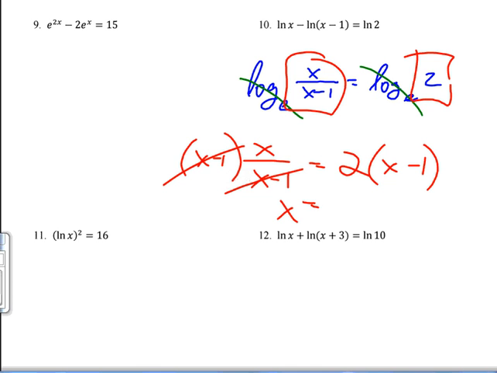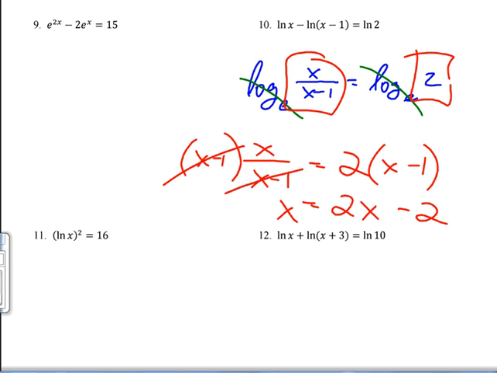X is equal to 2 times the quantity x minus 1, which, you're right, is 2x minus 2 if I multiply it out. And last but not least, you've got to get the x's all to one side. I think you can handle it from there. Basic algebra.